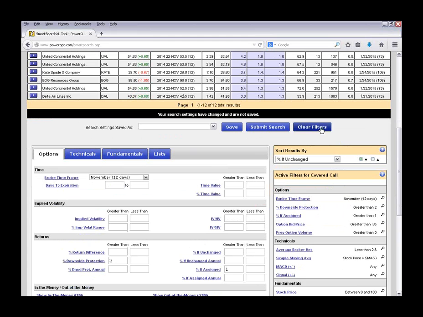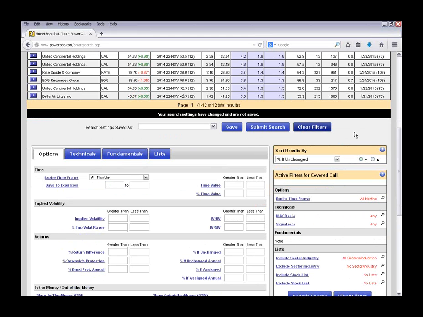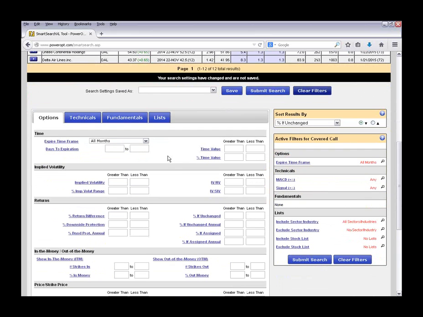Well, let's go ahead and click Clear Filters. We're going to empty everything out of our results. Now first I'm going to set my options expiration time frame before I go any further. We're just going to show this. Then we're going to jump over to the fundamentals. We're going to come back to the rest of the options criteria.